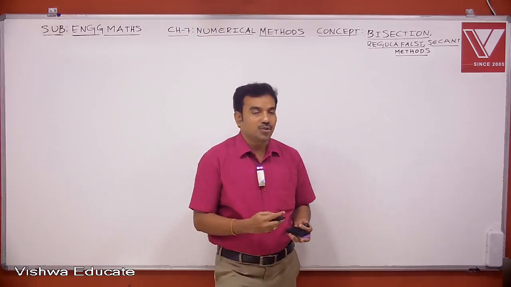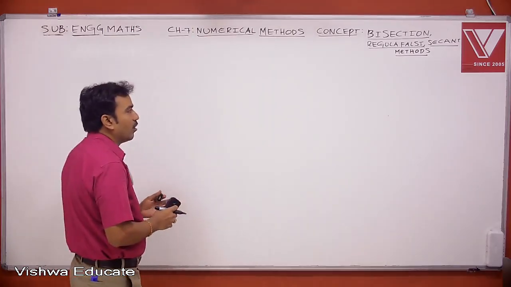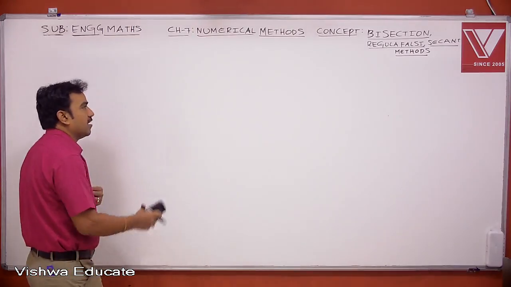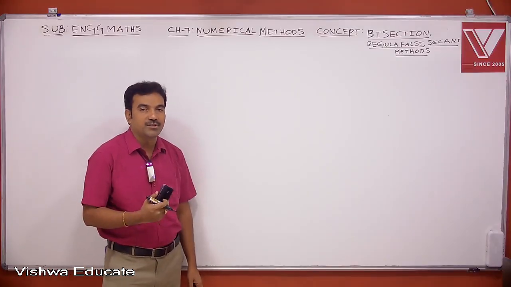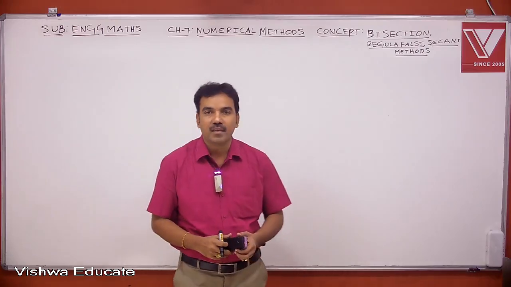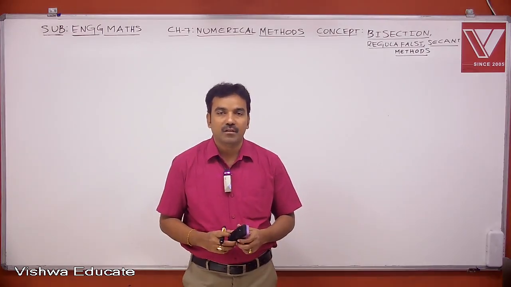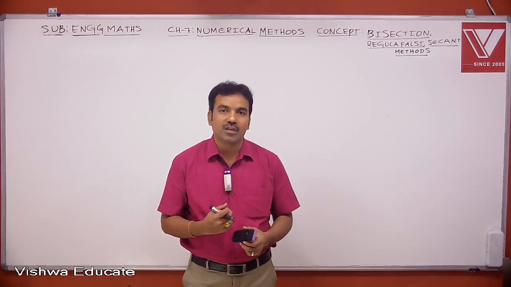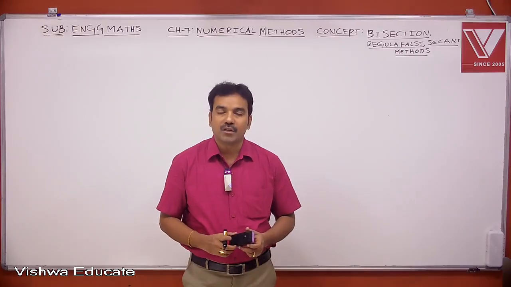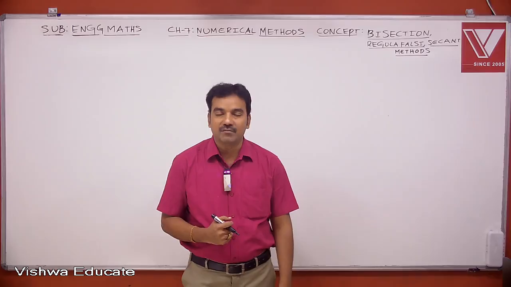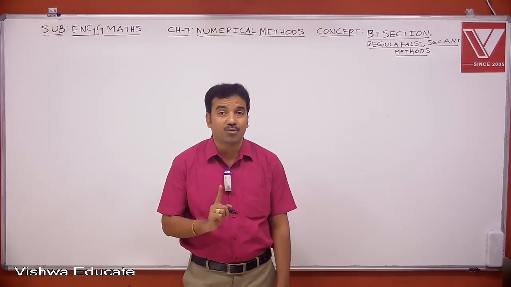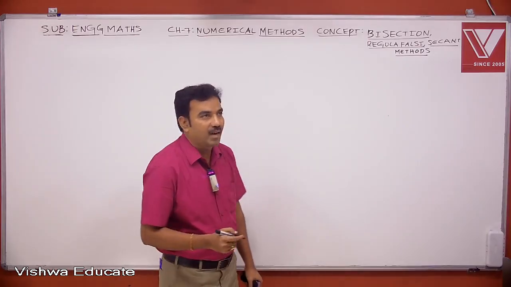Now, for the next two methods, that is bisection and regula falsi method, the prerequisite, as we mentioned in the last lecture, is intermediate value theorem. What does intermediate value theorem state? If f of x is a function which is continuous in closed interval a comma b and the function takes opposite signs at the endpoints, then the equation f of x equal to 0 has at least one root in open interval a comma b.